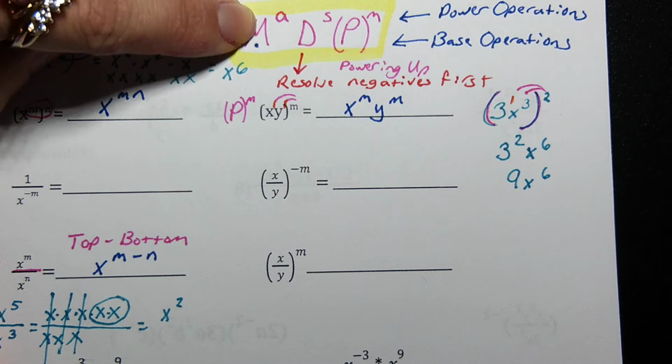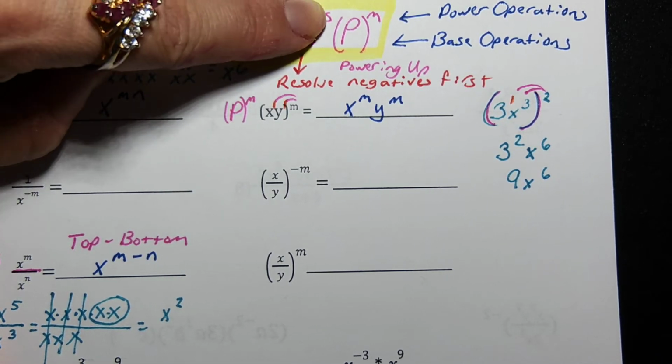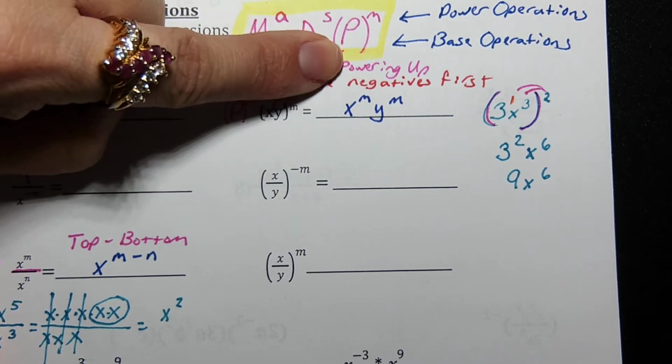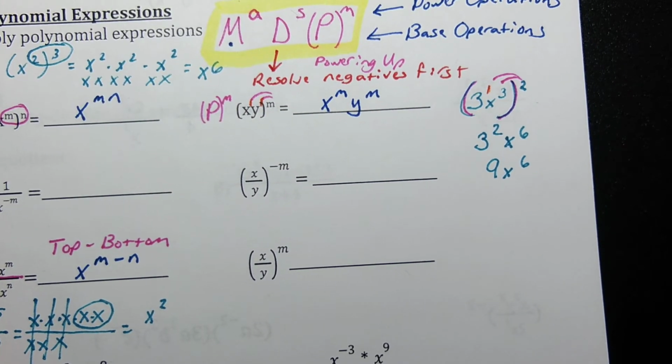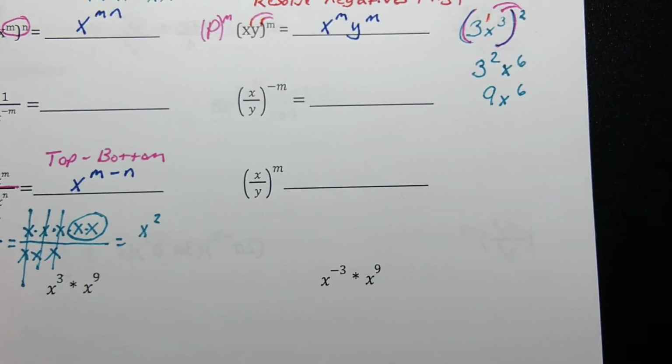So when we multiply the bases, we add. When we're dividing the bases, we subtract the exponents. And when we power up, we multiply the exponents. So let's go ahead and go down to this one.